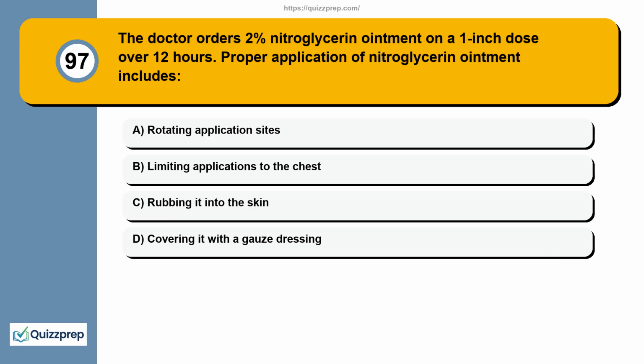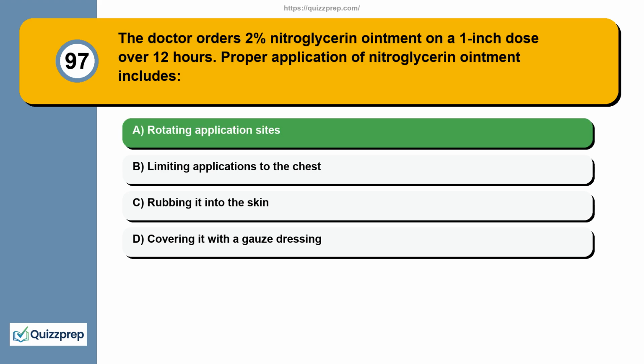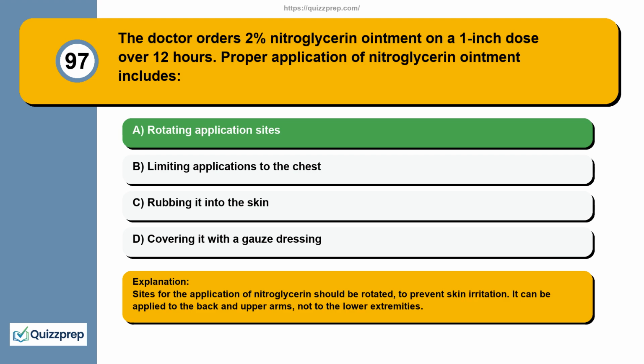Question 97. The doctor orders 2% nitroglycerin ointment, a 1-inch dose, over 12 hours. Proper application of nitroglycerin ointment includes rotating application sites, limiting applications to the chest, rubbing it into the skin, covering it with a gauze dressing. Sites for the application of nitroglycerin should be rotated to prevent skin irritation. It can be applied to the back and upper arms, not to the lower extremities.